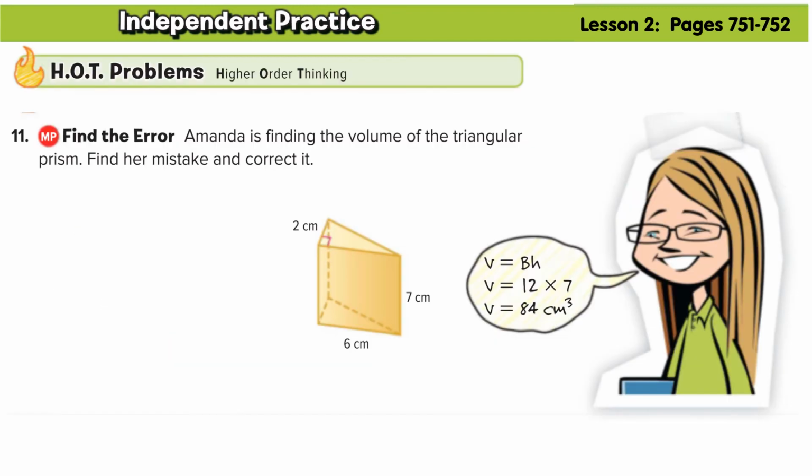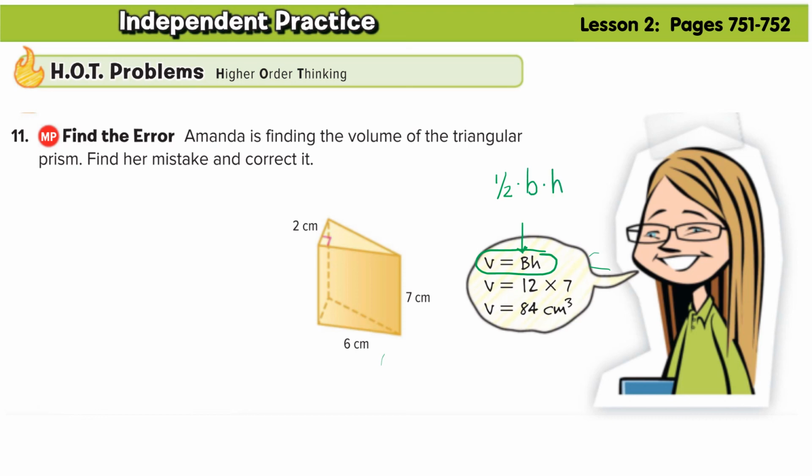Question 11. Find the error. Amanda is finding the volume of the triangular prism. Find her mistake and correct it. Well, right here, we can see her mistake right where she started off. Right here is the right formula, but her formula for the area of the base is wrong. Okay, think about that. This is a triangle, so she needs to do 1/2 times the base times the height.